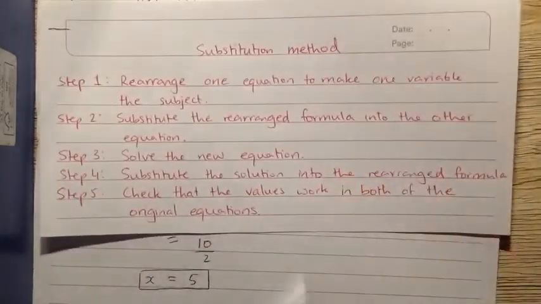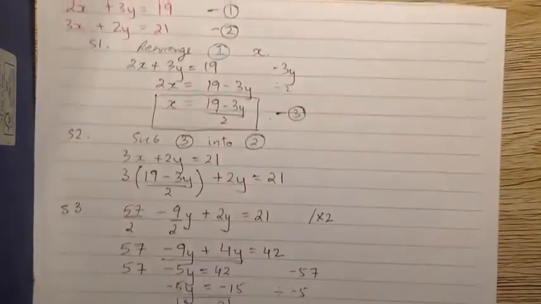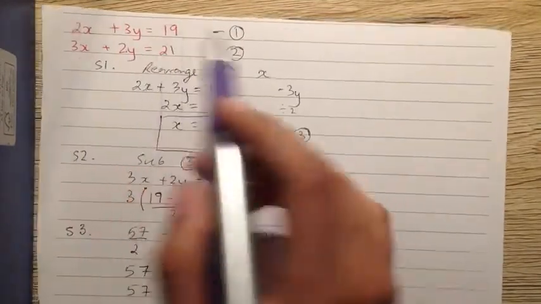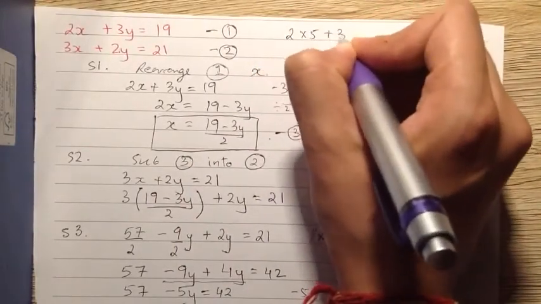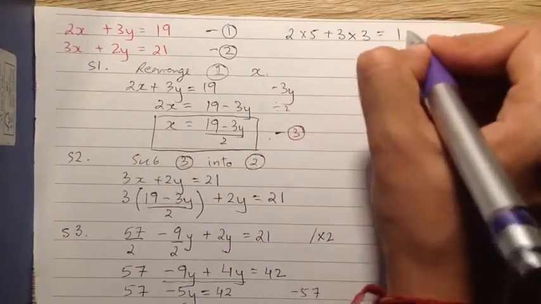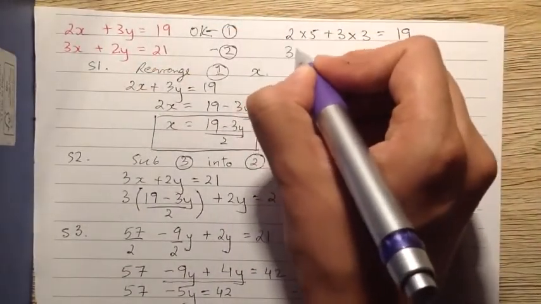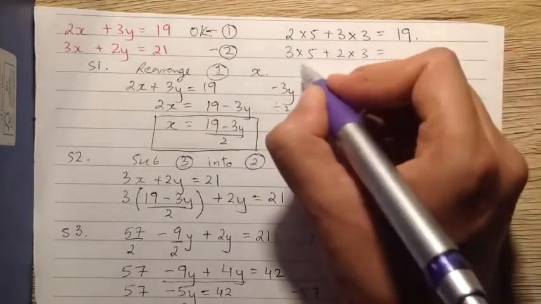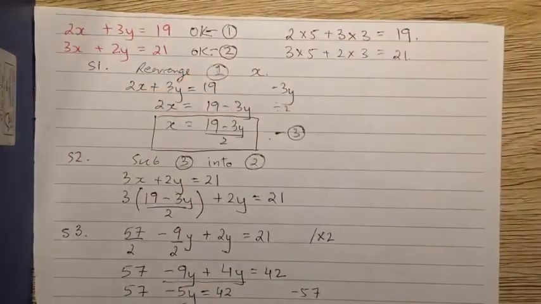And the last step we have to do is check that the values work in both of the original equations. So the original equations we have are 2x plus 3y equals 19 and 3x plus 2y equals 21. Let's check the first one. Our x value was 5 plus 3 times our y value was 3. 10 plus 9 is 19. So this works. A second equation, 3 times x is 5 plus 2 times y is 3. That's 15 plus 6, 21. So we have shown that both the methods work.